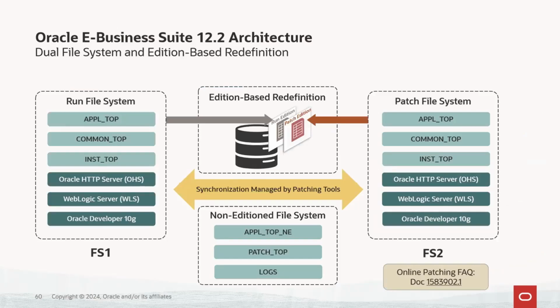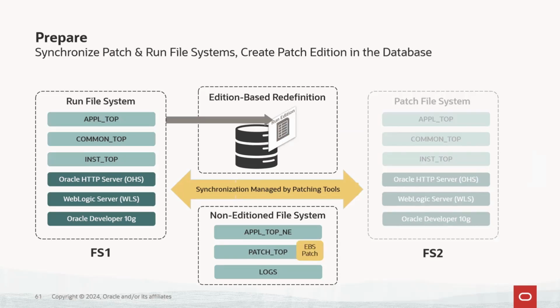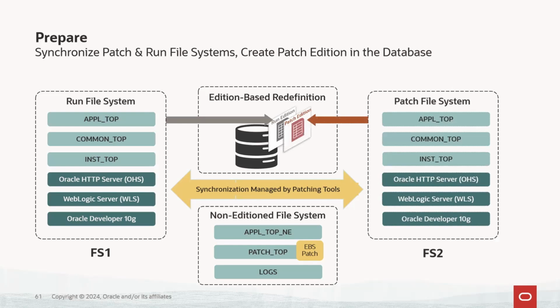So here's how this all comes together. You can see the 2 file systems, and you can see that the run file system is attached to the run edition in the database, the patch file system to the patch edition in the database. You can see that there's a non-edition file system in addition. So let's take a little walk through the patching cycle here. We'll start with the prepare phase, which, as you can see, involves synchronizing the patch file system so that it becomes an exact copy of the run file system and instantiating a new patch edition in the database.